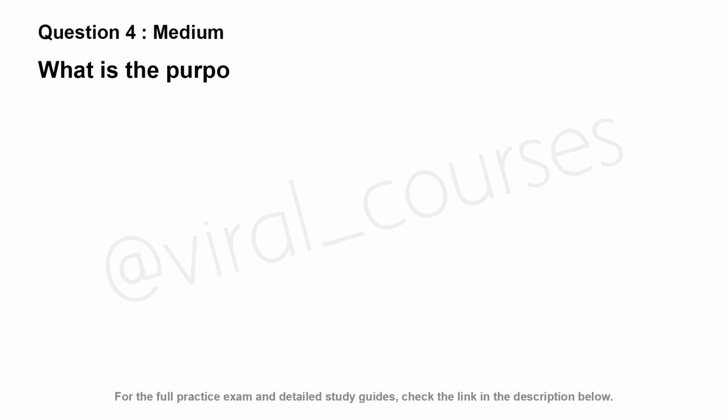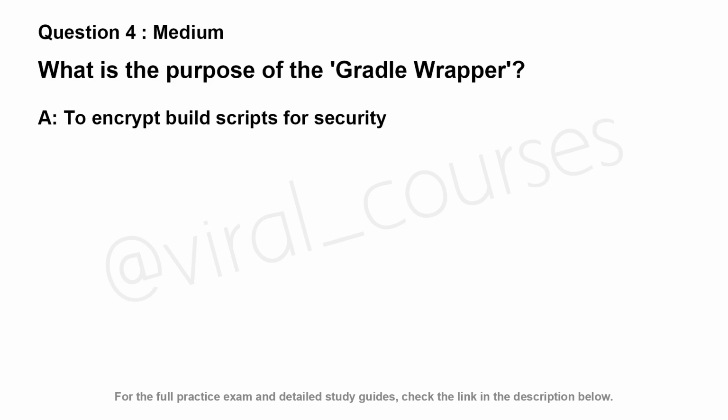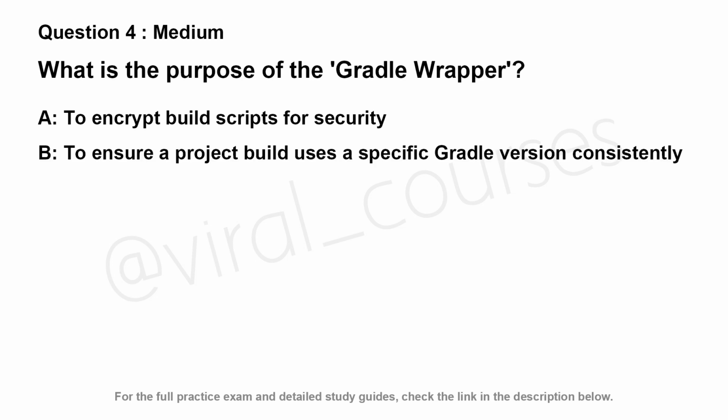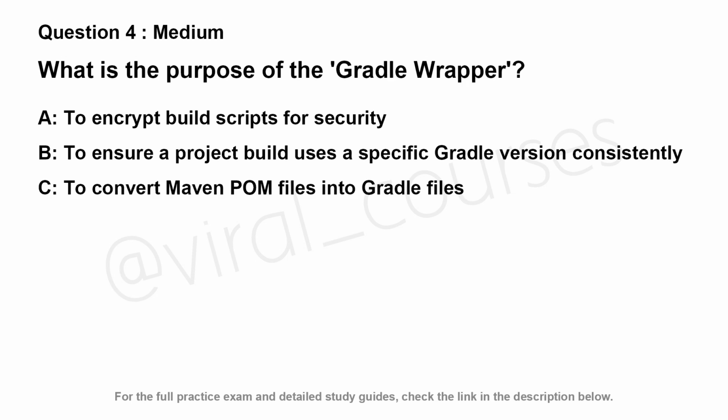What is the purpose of the Gradle wrapper? Option A, to encrypt build scripts for security. Option B, to ensure a project build uses a specific Gradle version consistently. Option C, to convert Maven POM files into Gradle files. Option D, to provide a GUI for Gradle commands.